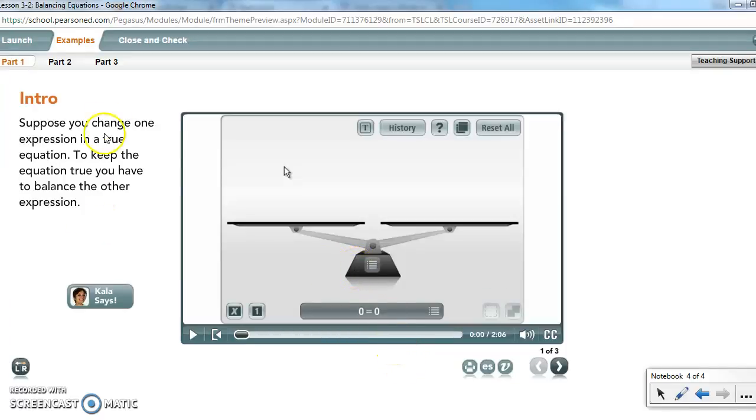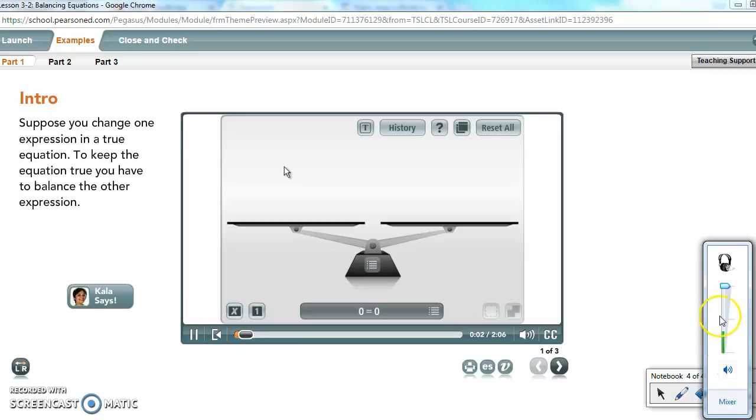So today we're going to go ahead and start with 3-2, which is all about balancing equations. Suppose you change one expression in a true equation. To keep the equation true, you have to balance the other expression. The pan balance helps you see the relationship between two quantities. When the pan is balanced, the quantities on each side are equal.